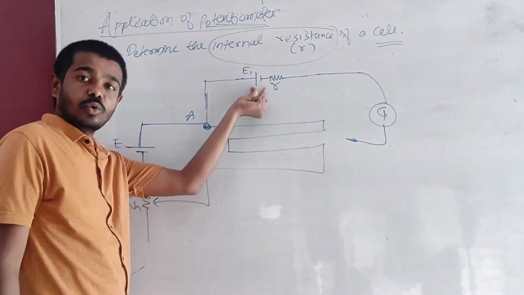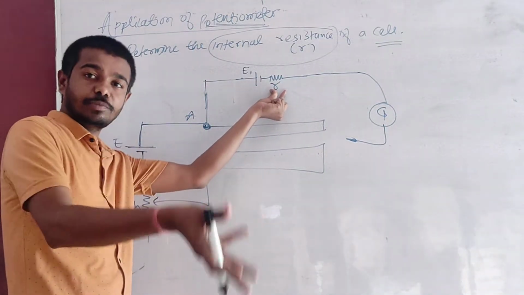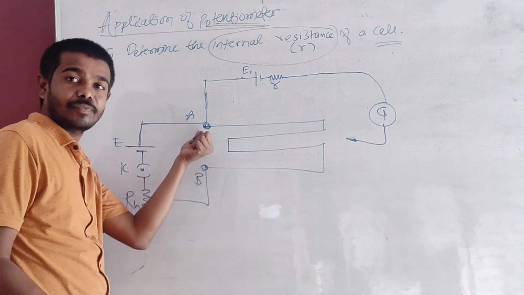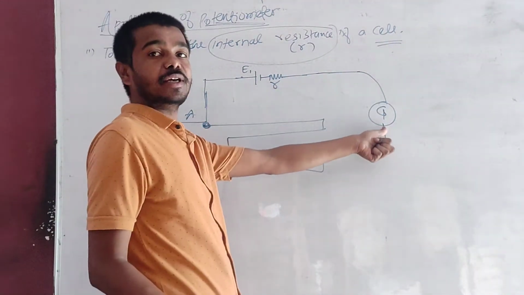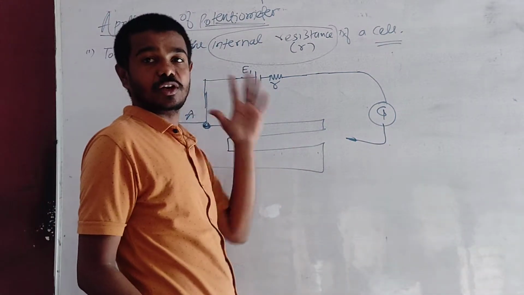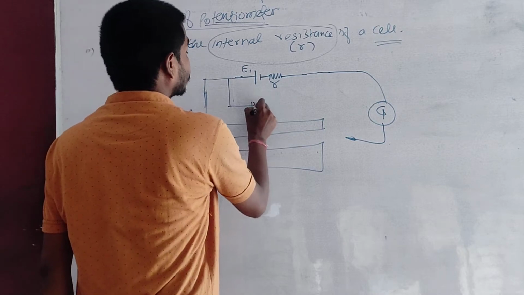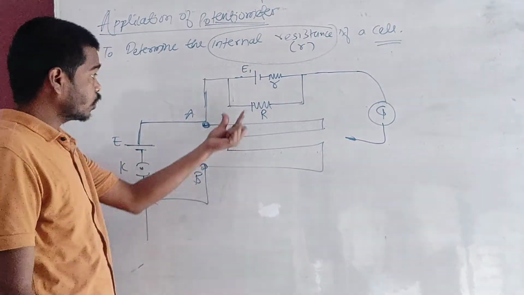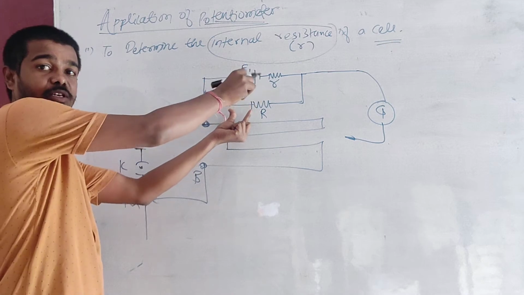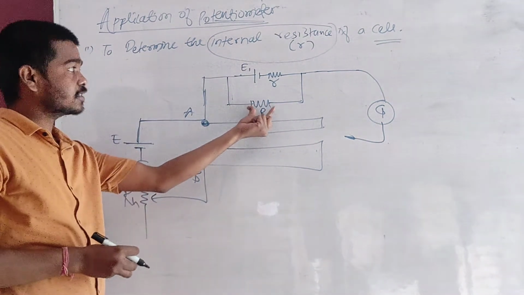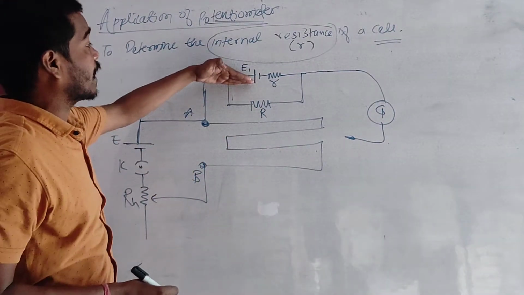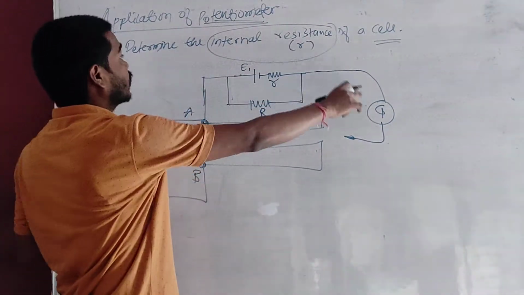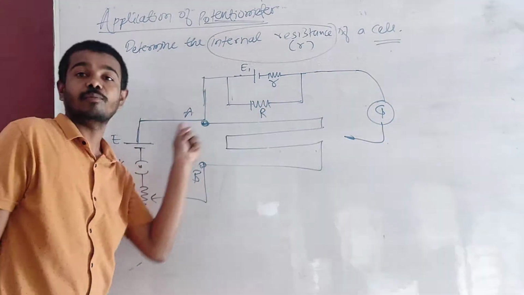The cell E1, whose internal resistance is small and whose value is to be determined, is connected at the A terminal of the potentiometer wire, and its other end is connected to the galvanometer, and the other end of the galvanometer is connected to the jockey as shown in the diagram. The known resistance box R is connected parallel to the cell, as shown in the diagram. A certain value of resistance is to be taken out of the resistance box. That known resistance is connected parallel to the cell E1 for finding the value of small r. So this is the construction to determine the internal resistance of a cell by using potentiometer.